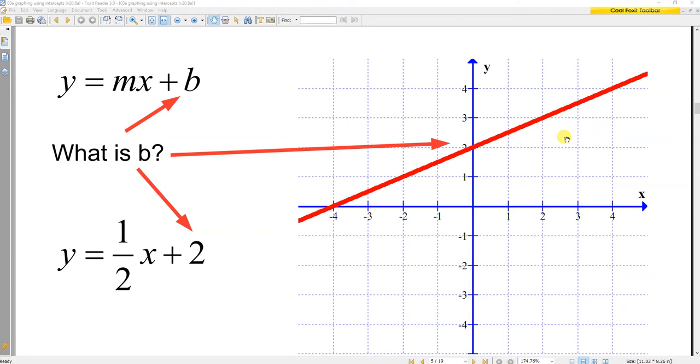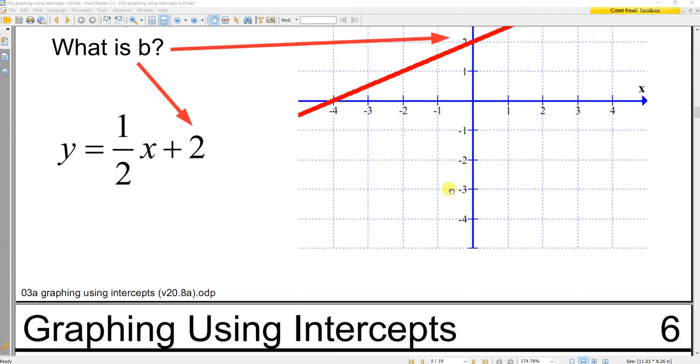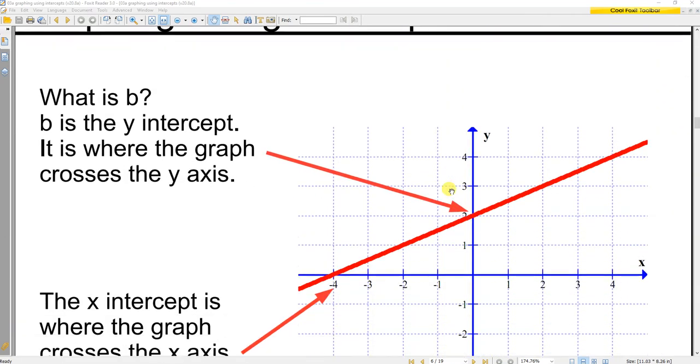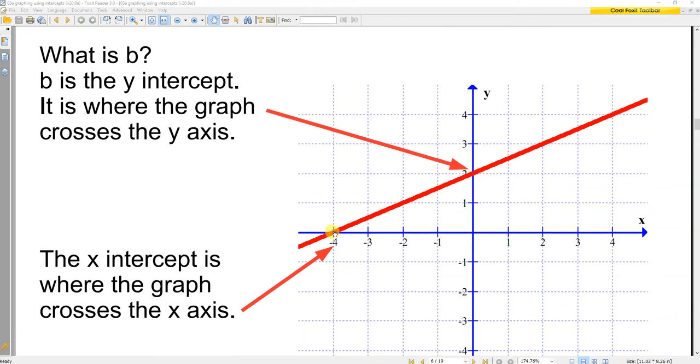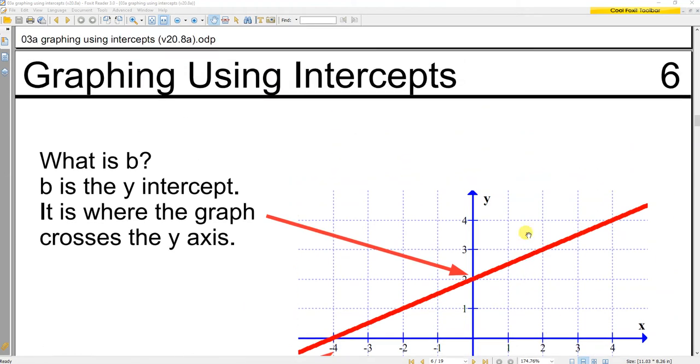So we've already learned y equals mx plus b. We've learned that already. And we know that this b value is the y-intercept. So when I see 2 right here, I know that's the y-intercept. We also might know that this guy over here is the x-intercept. So we're going to get this into our notes. The idea of intercepts, an x-intercept and a y-intercept. So here we go with our notes, graphing using intercepts.